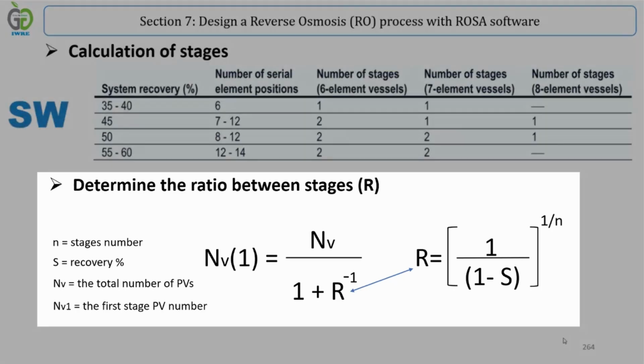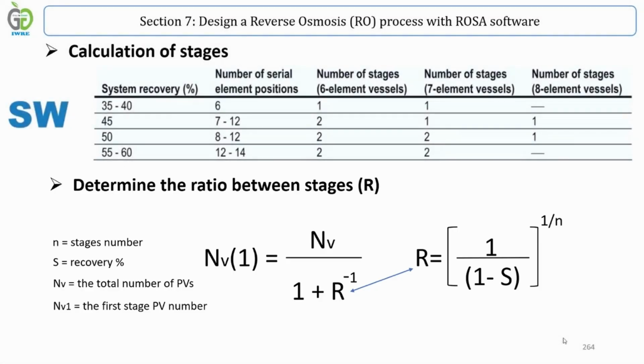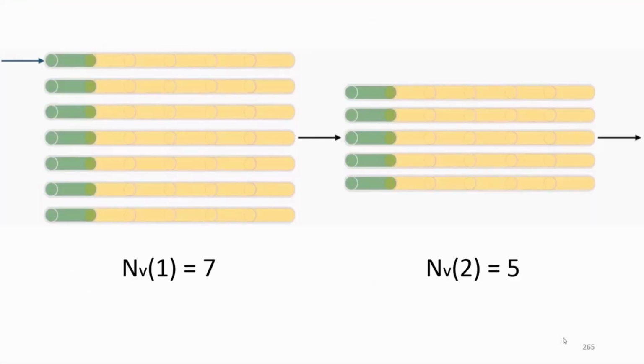To determine the ratio between the stages, you can use this equation. N is the number of stages, and in this case it is 2. The recovery percent is 55%. The total number of pressure vessels is 12. And now you can calculate the first stage pressure vessel number. If you look at this image, the number of pressure vessels in the first stage is 7.2, which we have to round to 7. And for the second stage it is 5.